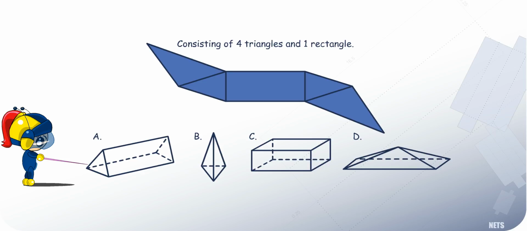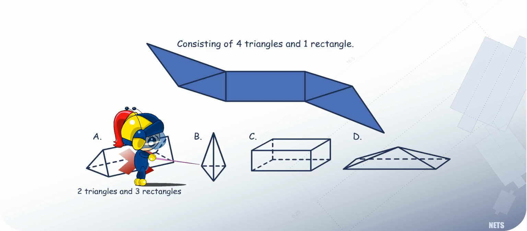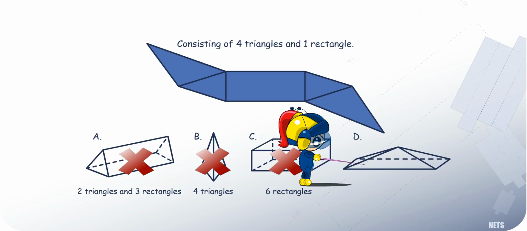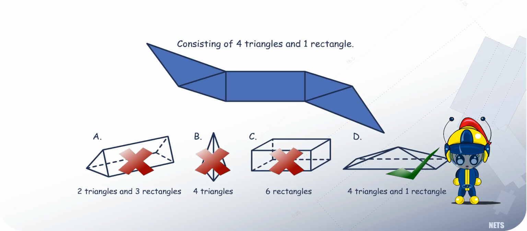Okay, solid A is made up of 2 triangles and 3 rectangles, so it cannot be solid A. Solid B is made up of 3 big triangles and a small triangle. Therefore, B is wrong too. Solid C is a cuboid which has no triangular surface, so the answer cannot be C. Solid D has a rectangular base, 2 smaller triangular sides, and 2 bigger triangular sides. Hence, solid D can be formed with the given net. Well done.